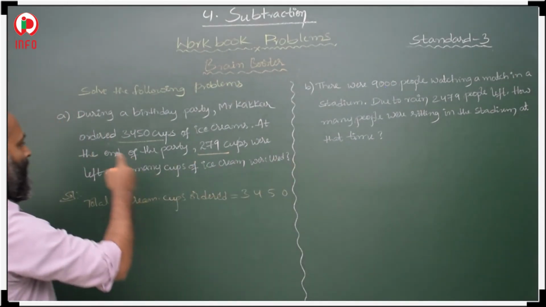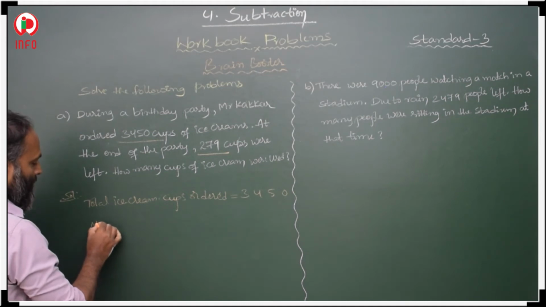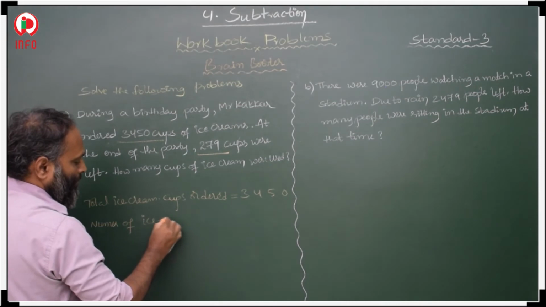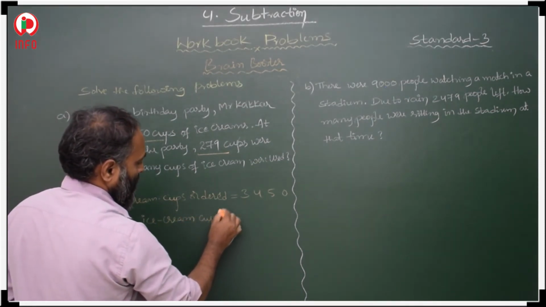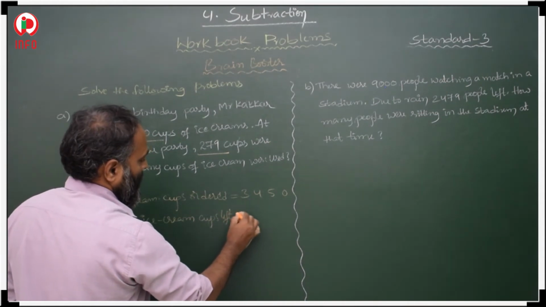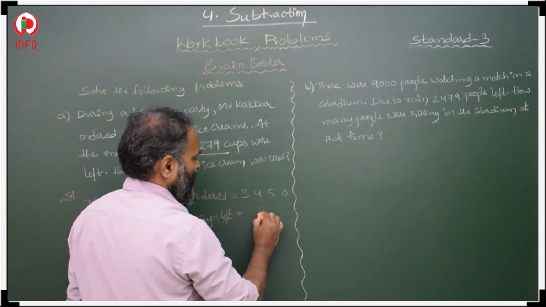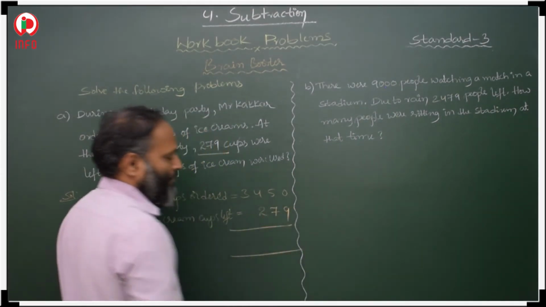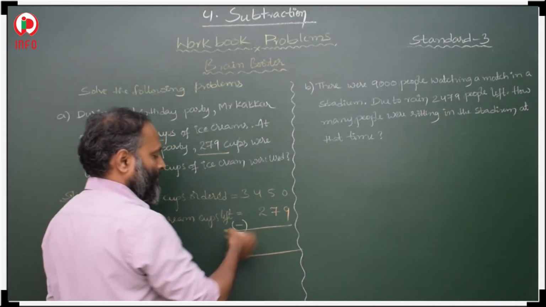Then number of ice cream cups left. How many cups left? 279. 279 cups were left. Then how many cups were used? We have to do minus.